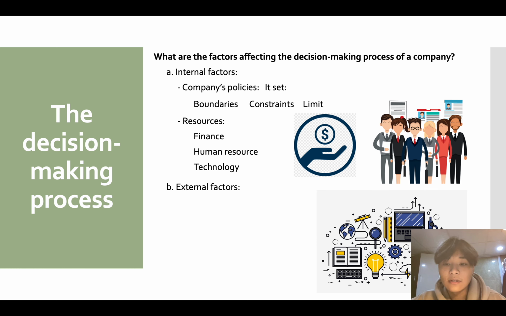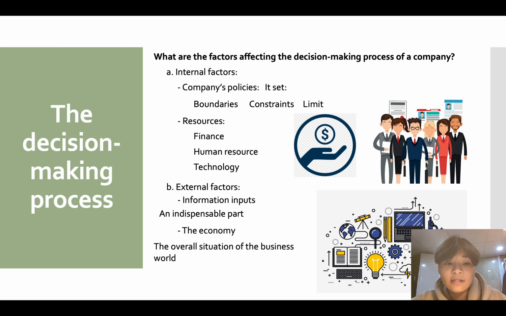The first external factor is the information inputs. This is an indispensable part of the decision-making process. If the sources of the information are not precise, the whole decision-making process will be meaningless because in order to identify the problem, which is the very first step, companies need to find information about the problem to have a clear understanding of the situation. The next external factor is the economy.